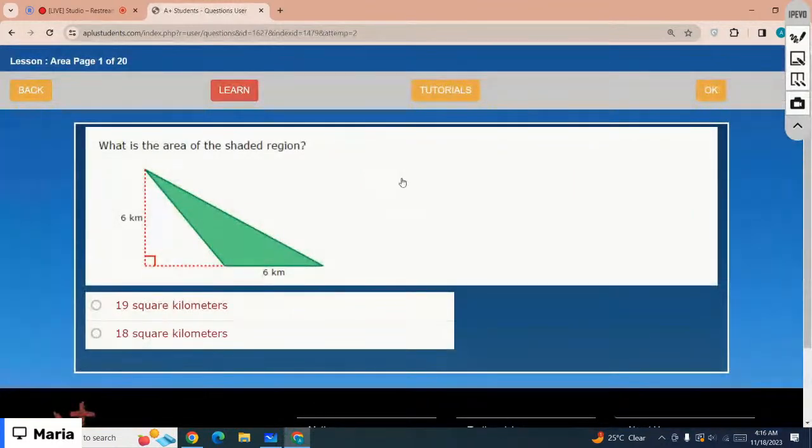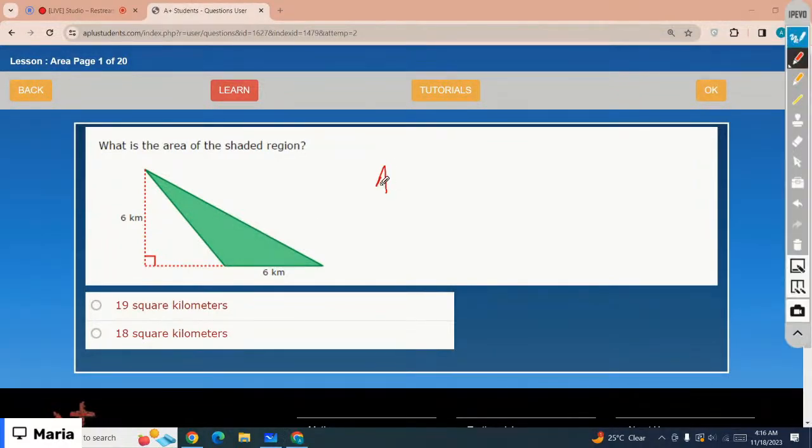Okay, what is the area of the shaded region? You are given a triangle, you need to calculate the area of the triangle. So you need to use the same half times base times height, right? This is base, this is height. So you have to do half times 6 times 6. 6 times 6 is 36, and 36 divided by 2 is obviously 18 square kilometers. So the correct option is 18 square kilometers. Option 2 is the correct option. Got it?